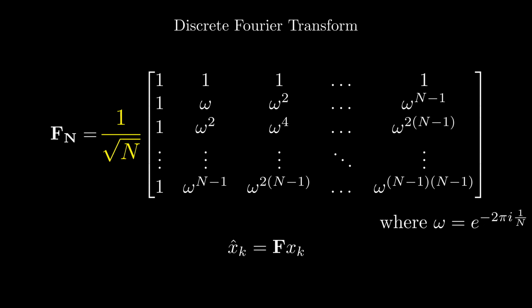Remember, we normalized the matrix. The discrete Fourier transform is, therefore, a unitary operator. Do you already see where this is going?